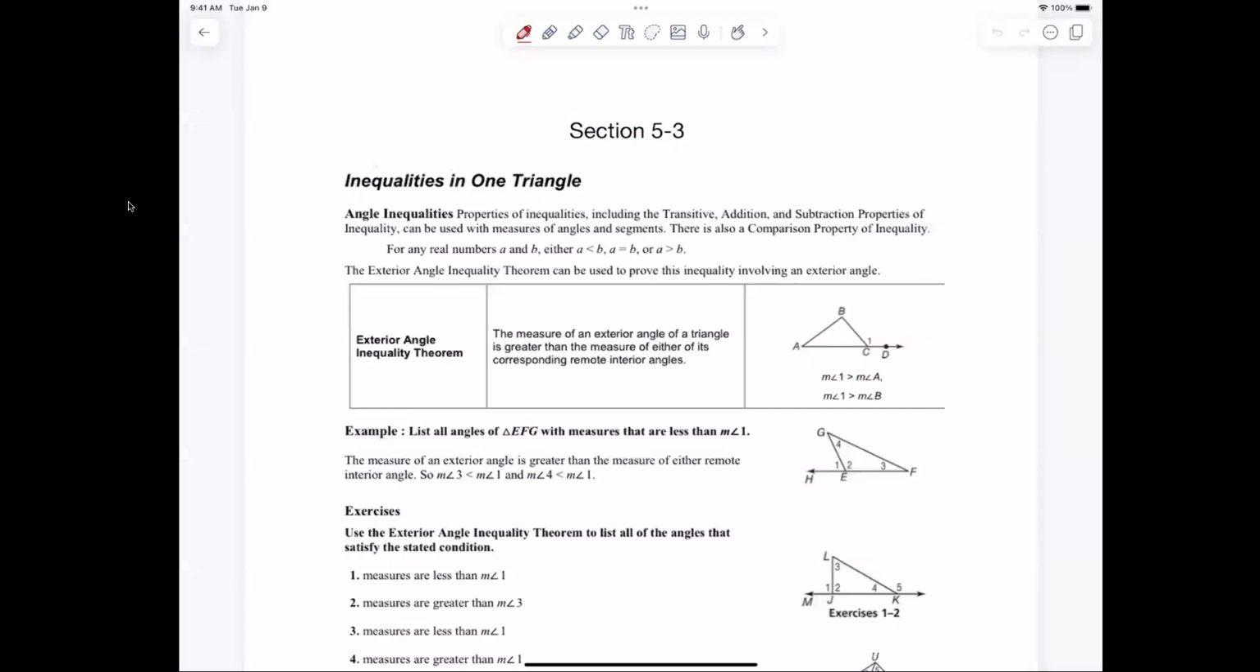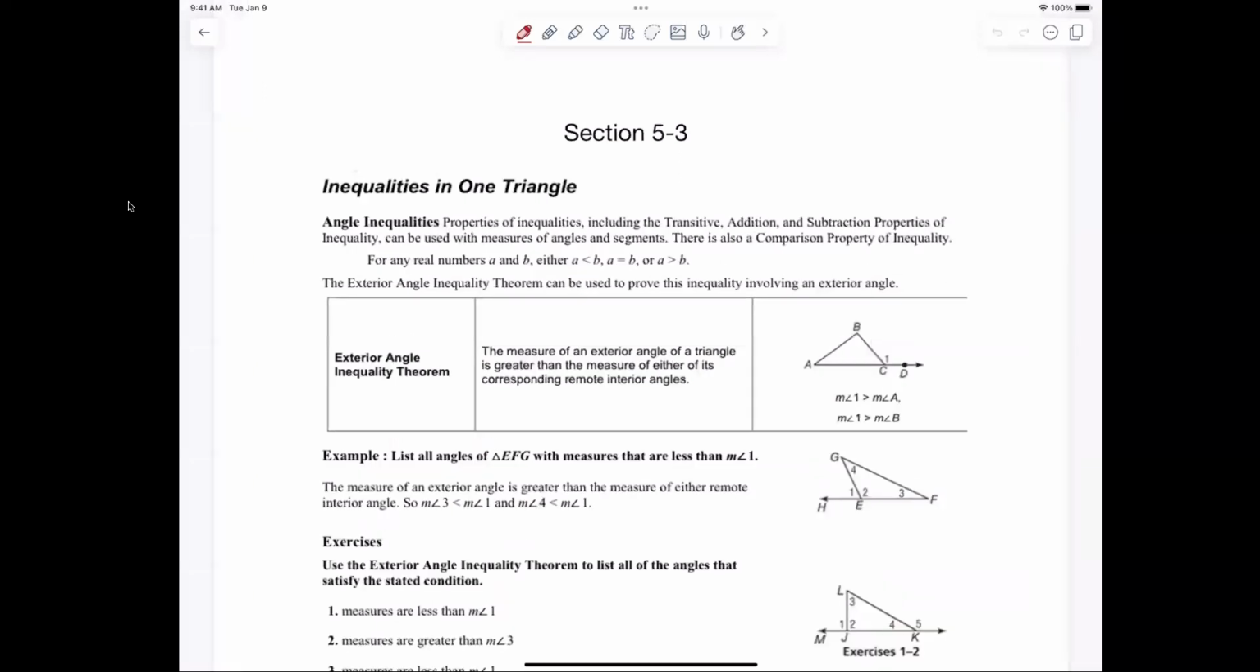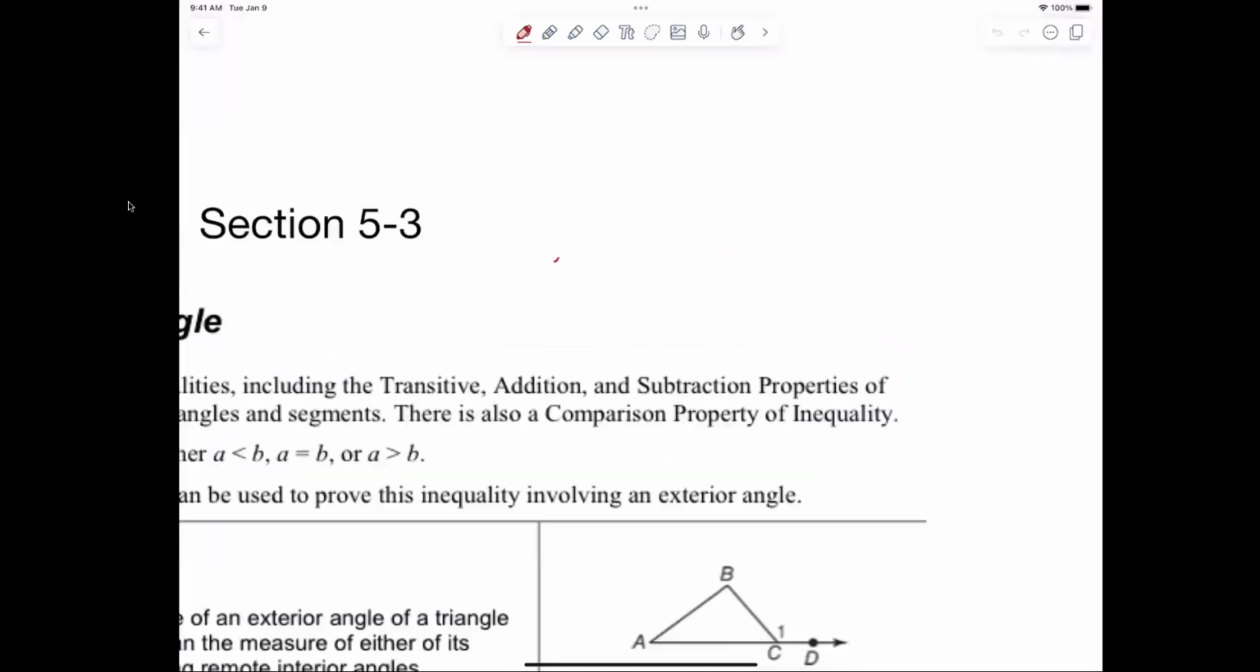The exterior angle theorem. What did the exterior angle theorem say? It's equal to the two opposite interior angles. They were called the remote interior angles. So here we go. Let's make a triangle, and then just to show you, demonstrate.